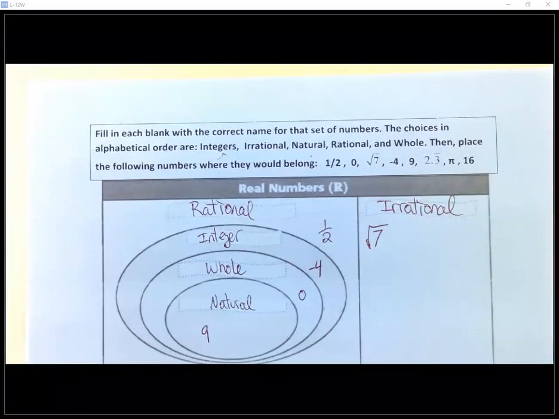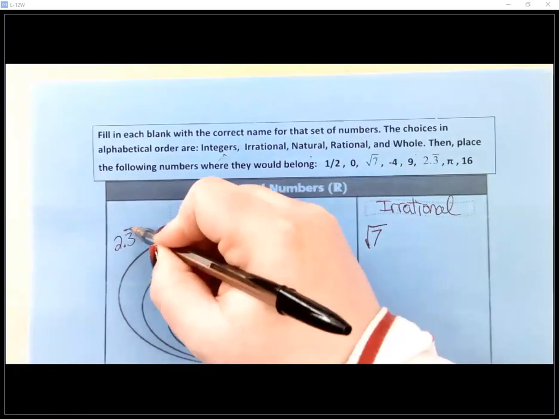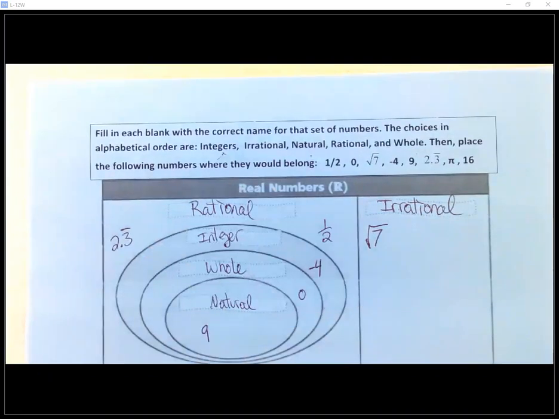2.3 repeating, with that bar over it. Did you say rational or irrational? Rational. Yes, sorry, it's a little hard to tell the difference between the two. 2.3 repeating is absolutely rational. Anything with a bar over it is automatically rational.